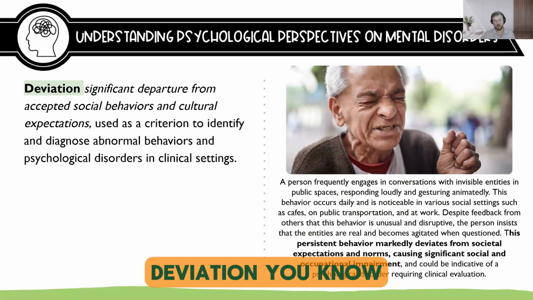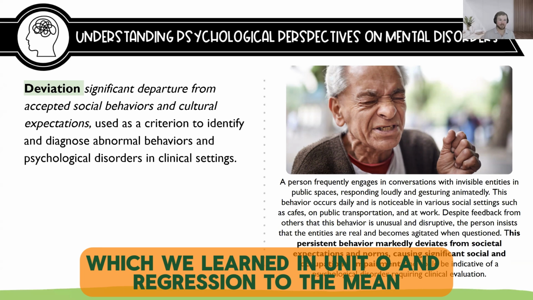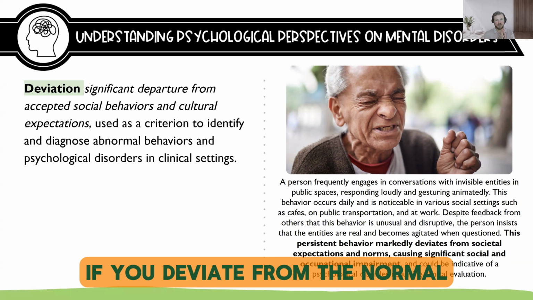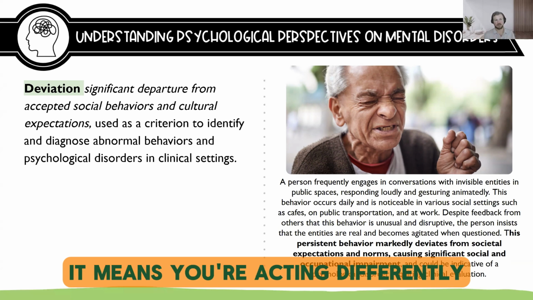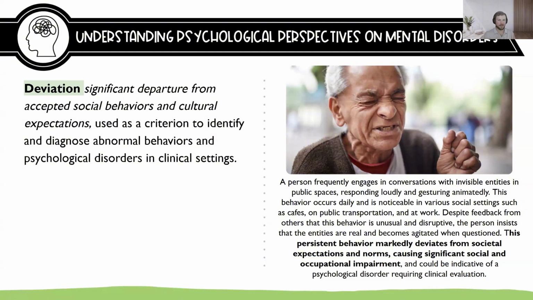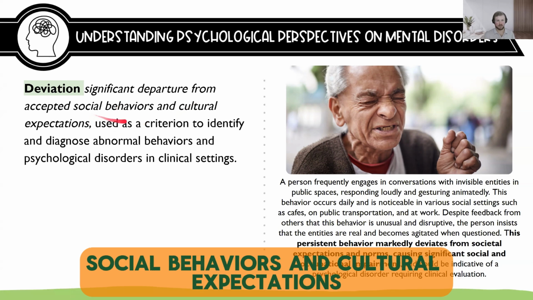Deviation. You know, deviation from the mean, which we learned in Unit 0, and regression to the mean. So deviation is when something goes away from the mean. If you deviate from the normal, it means you're acting differently or doing something that is not normal, not the mean. It's a significant departure from accepted social behaviors and cultural expectations.